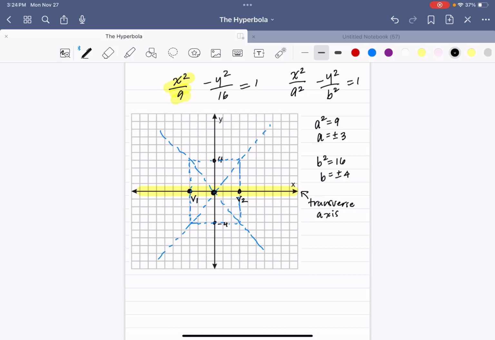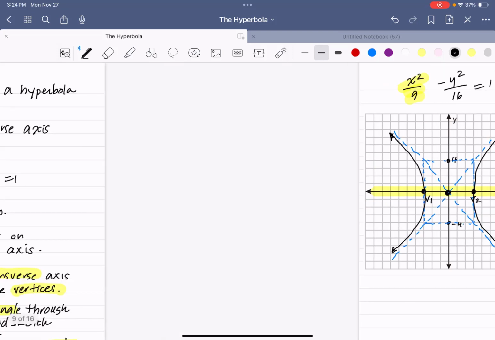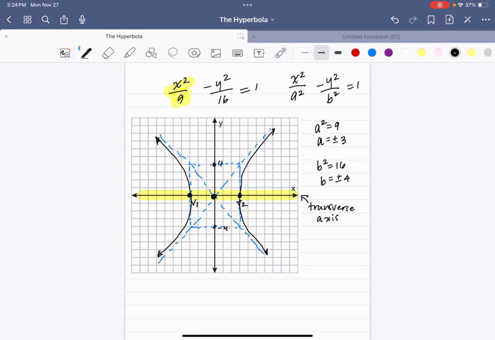But since I know where the vertices are, I connect the vertices and I approach the asymptote. So make sure you go through the vertices and approach the asymptotes. And so that's how you draw a hyperbola with a horizontal transverse axis. Okay, that's the first kind. Get your a and your b, sketch your rectangle, label your vertices on the axis that has the positive variable, draw in your asymptotes, and then sketch in the hyperbola.